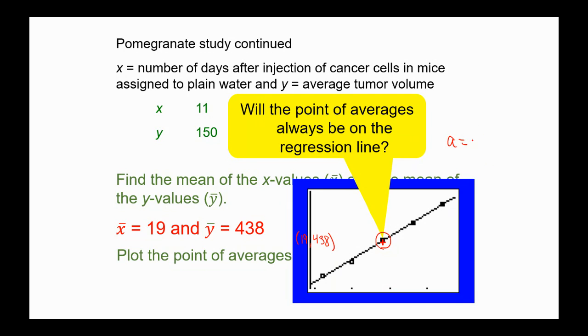Just to recall, A we said was Y bar minus B times X bar. Yep, it'll be on there.